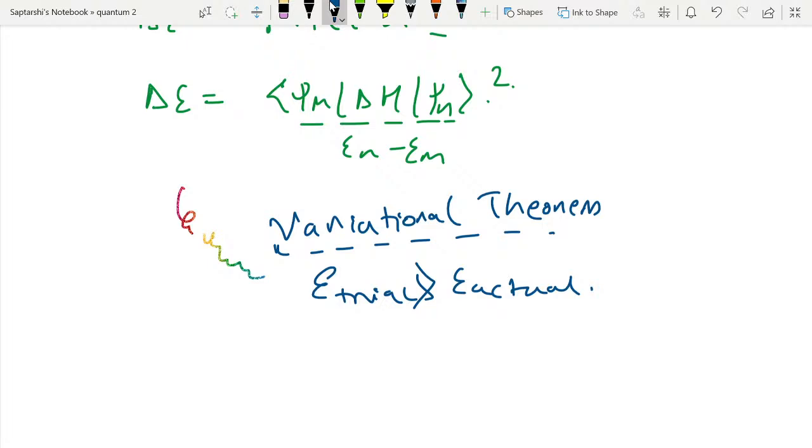Okay, and now we'll see some aspects of variational theorem. Perturbation is not given, but I'll teach perturbation as well. So let me just take a small break, and I'll come back and teach both variation and perturbation.